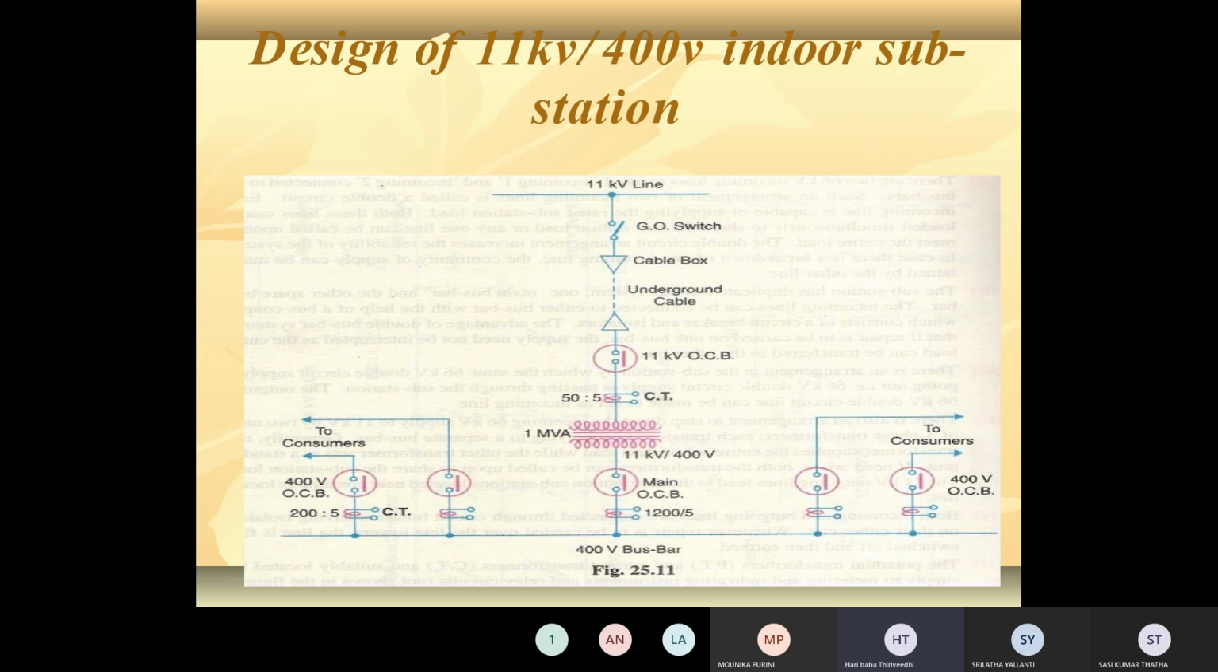So now this is the design of 11 kV by 400 volts indoor substation. As usual, this is the bus bar. Incoming line of this bus bar is 11 kV, go switch, and underground cables, 11 kV OCB, CT secondary, minimum oil circuit breaker.